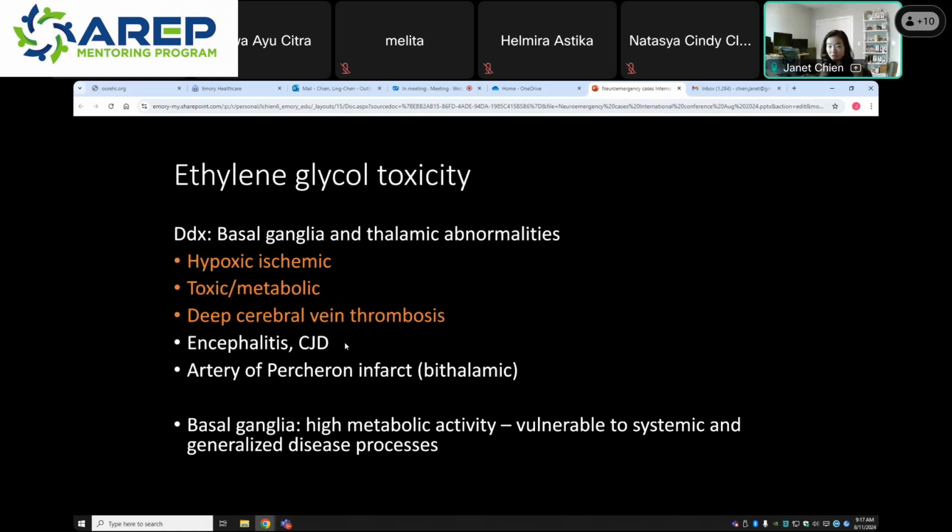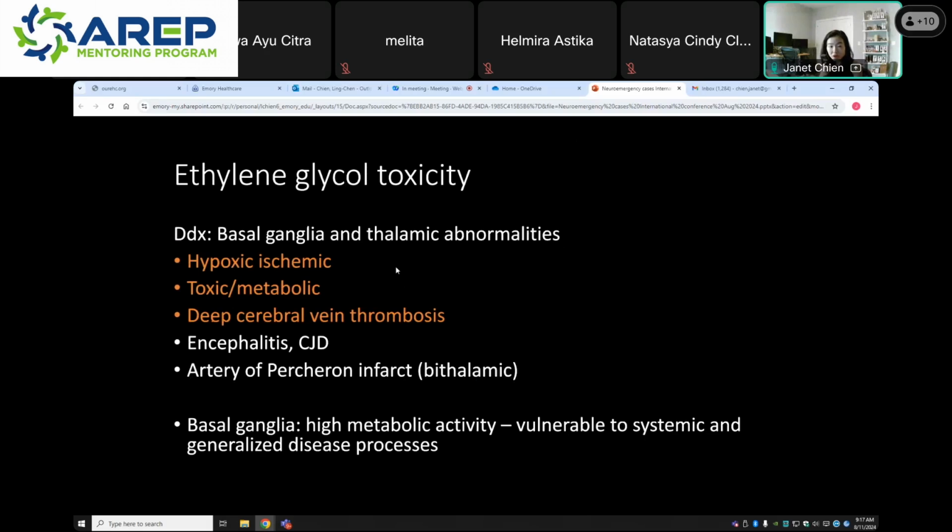And then, other things to think about are encephalitis and CJD, as well as artery of Percheron infarct. But this case would not fit the artery of Percheron infarct because the bilateral basal ganglia are also affected. If you only have bithalamic involvement, then artery of Percheron infarct would be a good differential to have.